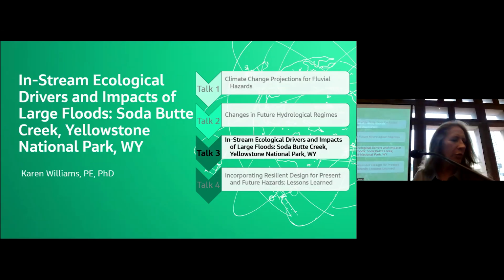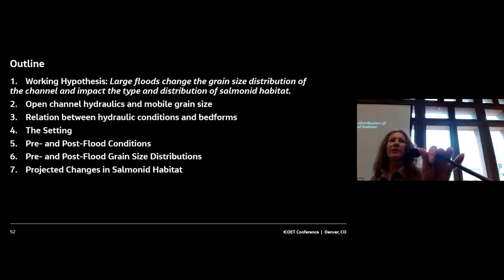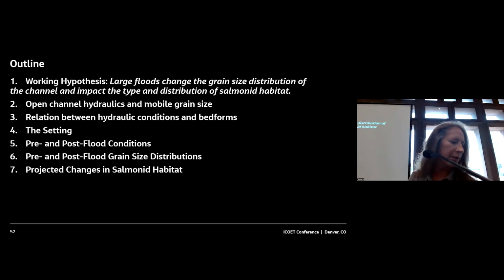So what I'm going to focus in on is the effect of large floods on the composition, the type of channel morphologies, how they're distributed, and what that means for aquatic habitat. So I'm going to roughly follow this outline in terms of looking at channel types, hydraulic effects, and then how those relate to grain size distributions or bed texture and aquatic habitat.